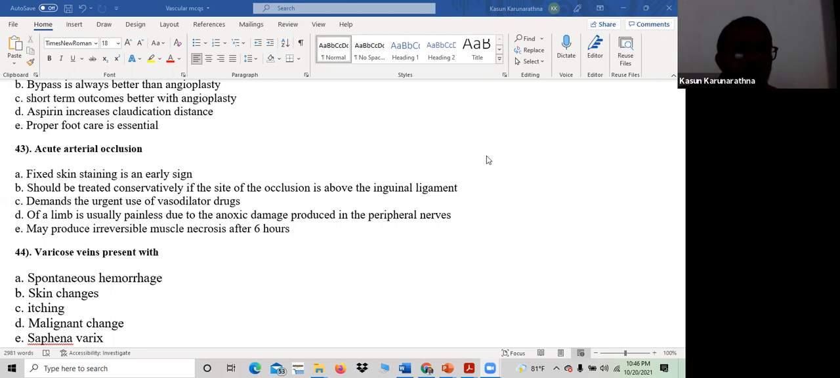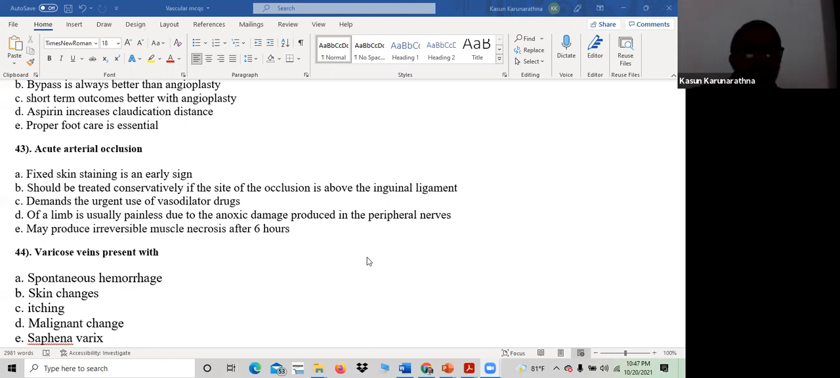Demands the urgent use of vasodilator drugs in acute arterial occlusion. What is the management? If you get a patient with acute limb ischemia to the emergency department, how do you start the management? Straight away you start anticoagulation. Heparin action is reversible and you can reverse it by drugs, so you start heparin. 80 units per kg bolus followed by 18 units per kg infusion, right? That is anticoagulation. No point of giving vasodilators, right?